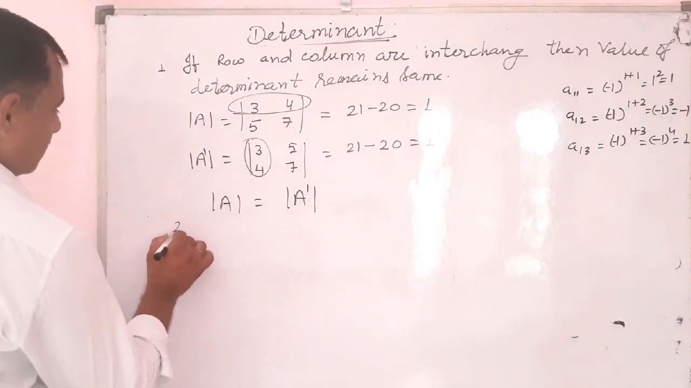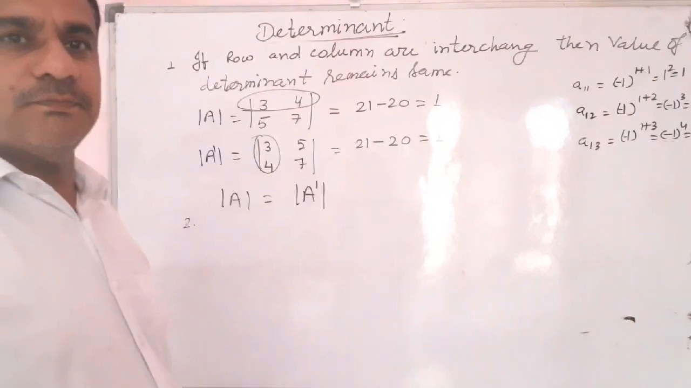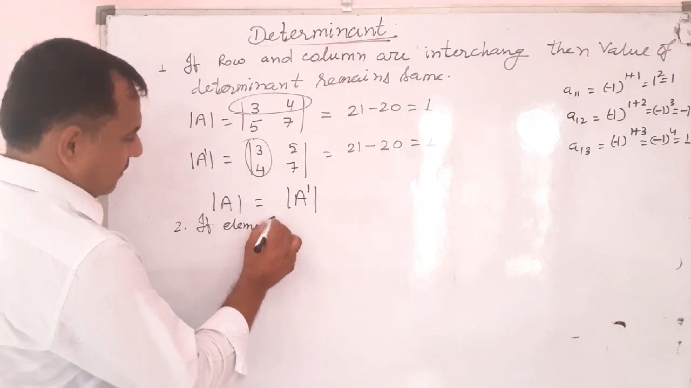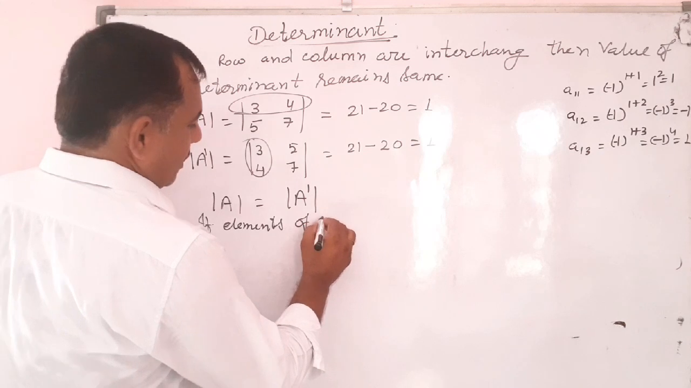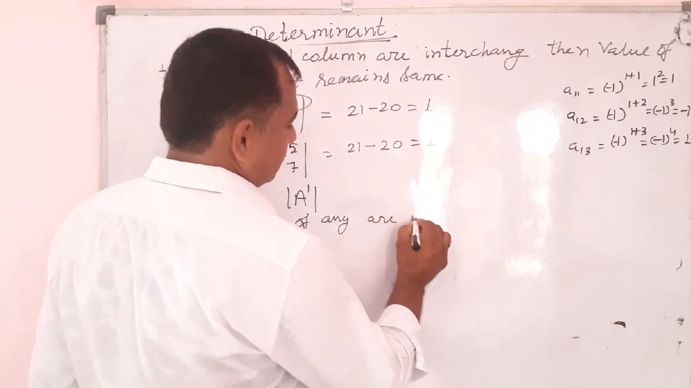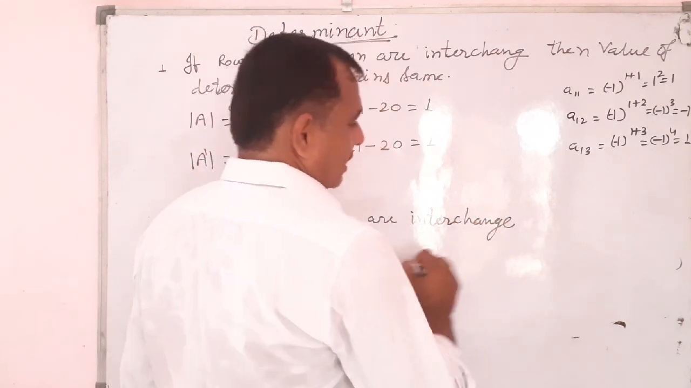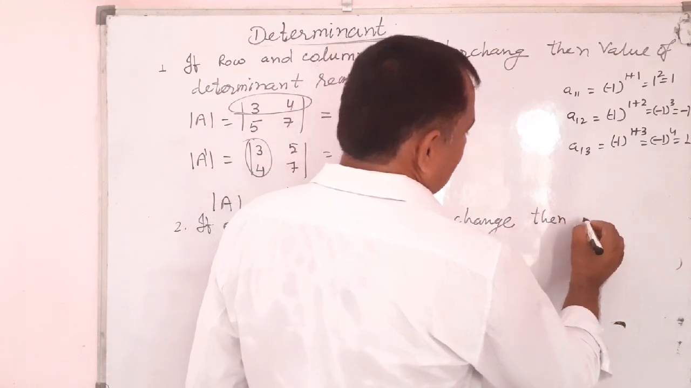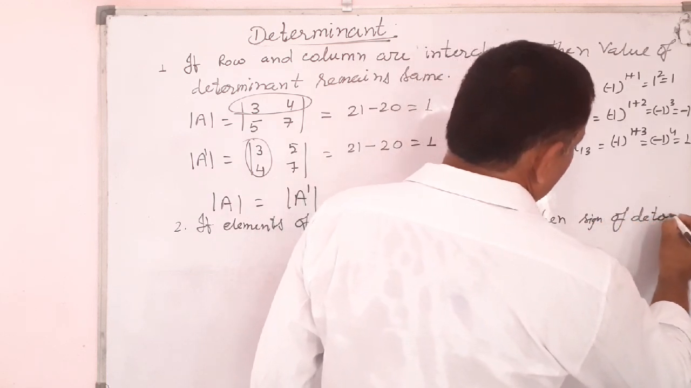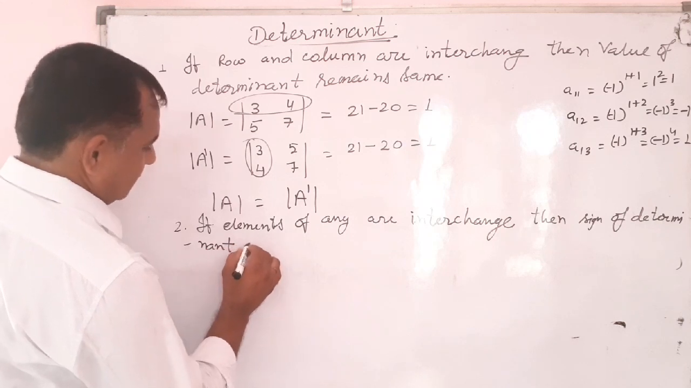Property number 2. If elements of any two rows are interchanged, then sign of determinant changes.